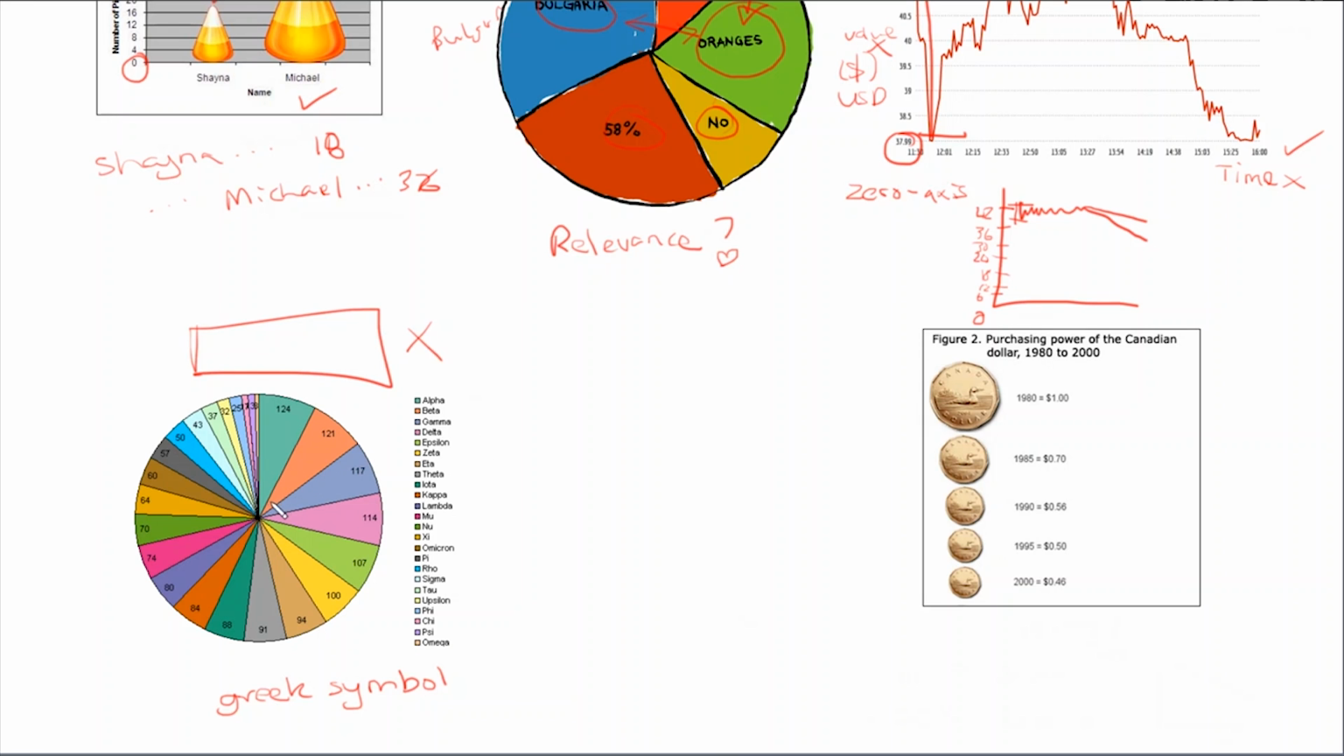What does this information really tell you? Well, nothing. Why? Because it is, and it's the exact opposite of this, if you want to complete my sentence, it's too complex. So the information here is trying to show too much information.